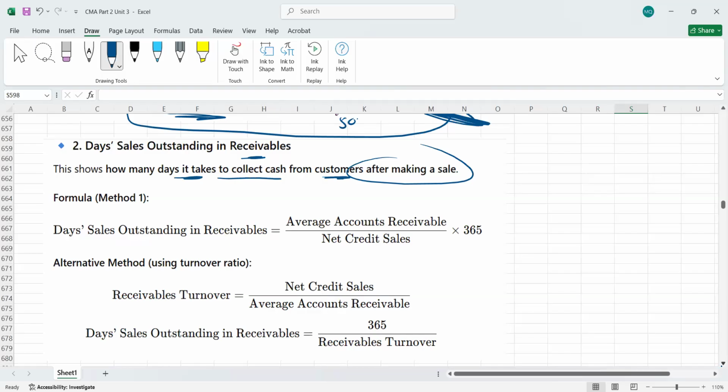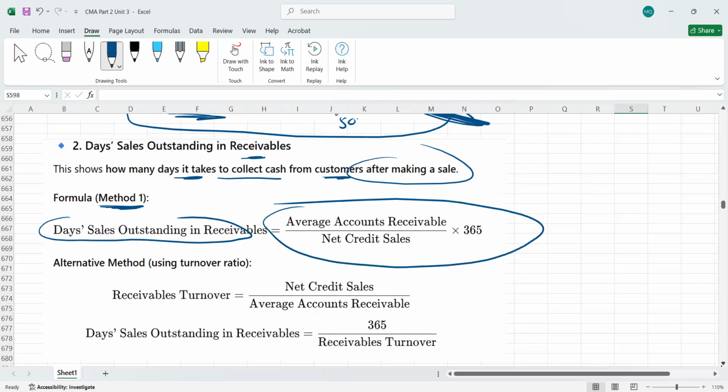Now there are again two methods, similar to inventory. Method number one: if you want to calculate collection period, this is the formula. Average accounts receivable, which you calculate as beginning accounts receivable plus ending accounts receivable divided by 2. If the beginning figure is not available, you can use the ending receivables and no need to calculate the average. Divided by net credit sales.